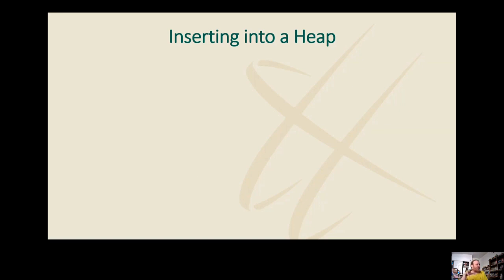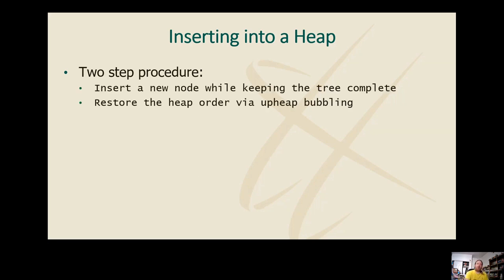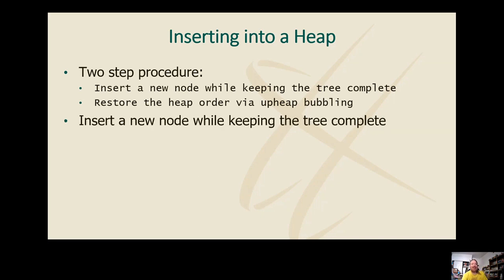So let's talk about inserting into a heap. At its broadest sense, this is a two-step procedure. Now, some of those steps have many sub-steps, but we'll get there. So let's talk about the two-step procedure. We first insert a new node while keeping the tree complete. And then we restore the heap order property via upheap bubbling. That's it. Okay, so let's break these down.